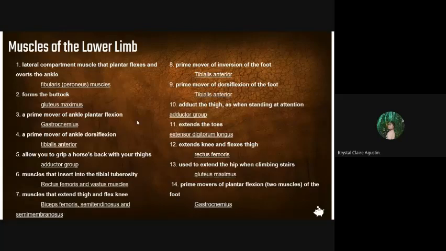Number 12, extends knee and flexes thigh. It is the rectus femoris. 13, used to extend the hip when climbing stairs. It is the gluteus maximus. And lastly, prime mover of plantar flexion, one of the two muscles of the foot, is the gastrocnemius.